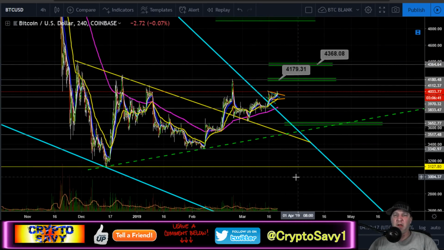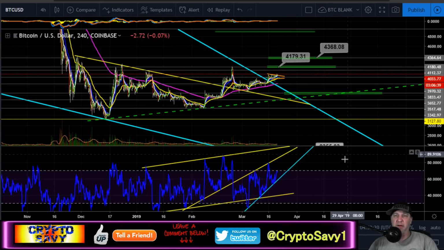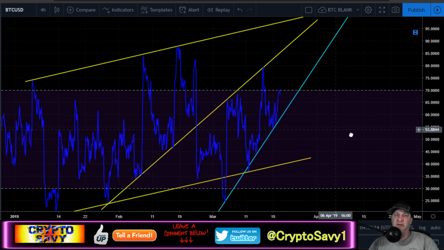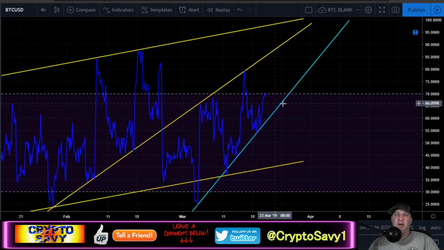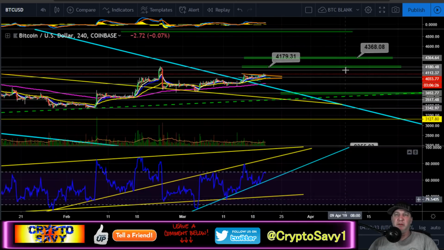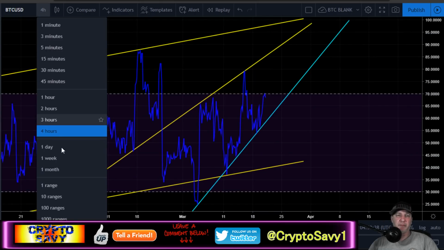Now let's go into the RSI. As you can see, I have these trend lines drawn in here at the RSI. So I do believe we have another move up, and I'm going to show you where I believe. Before I do that, let's look at the daily also in the RSI.